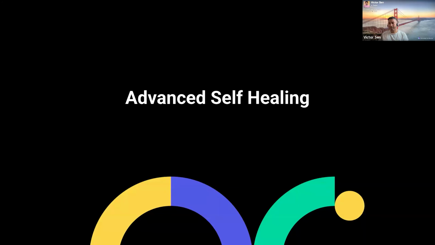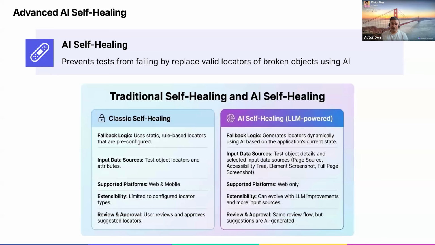Now we have another AI feature called advanced self-healing. The classic self-healing we also have, where it is capable of understanding if there is a failure, the engine tries to fix that particular failure and gives you a pass report. The AI self-healing is LLM powered, which is capable of going through the fallback logic and input data sources. It supports different platforms; right at the moment, web only.